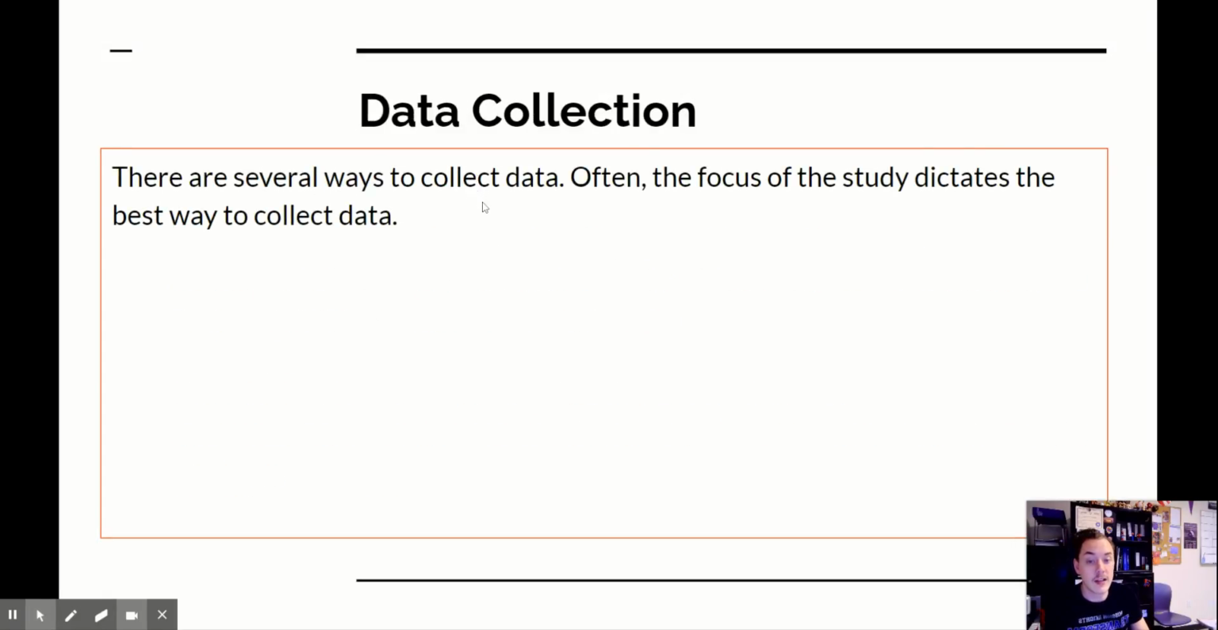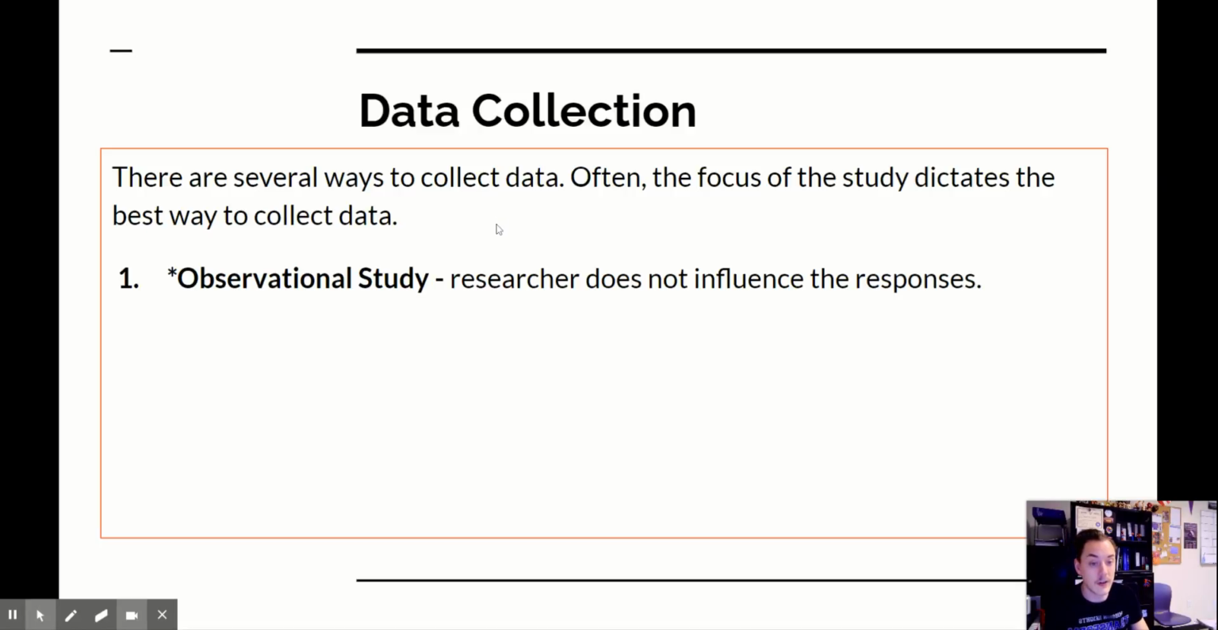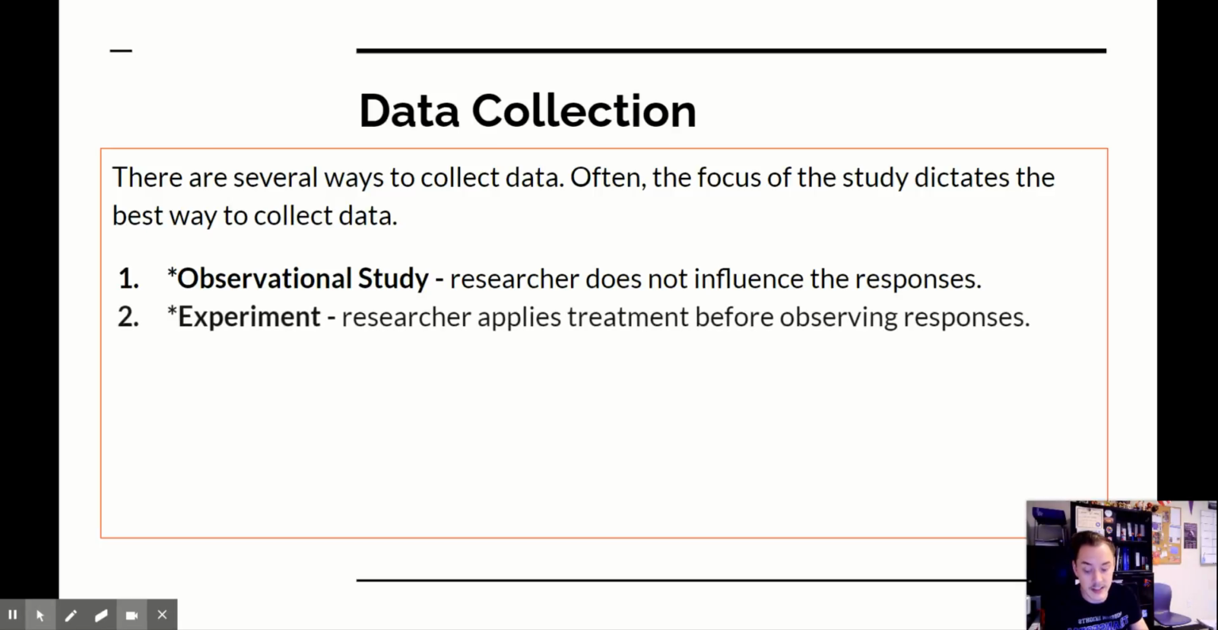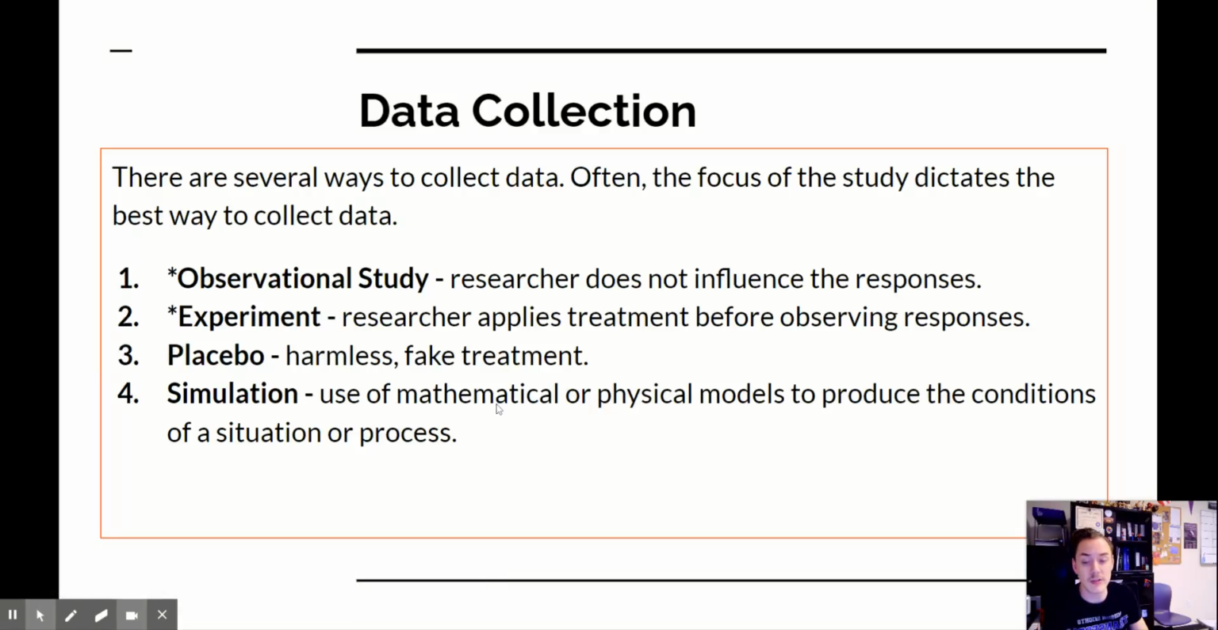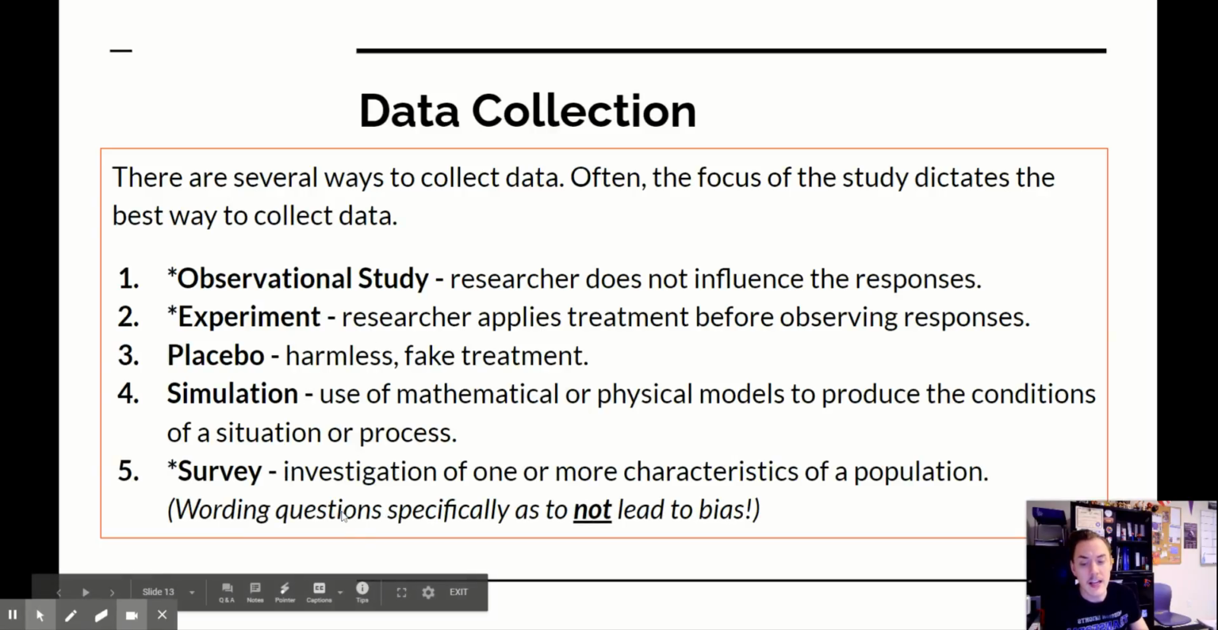Okay, there are several ways to collect data, of course. Often the focus of the study dictates the best way to collect the data. So if you focus on, like, an observational study, then a researcher does not influence the responses. If you did an experiment, the researcher applies treatment before observing responses. If you have a placebo, that just means a harmless or fake treatment, essentially. A simulation is a use of mathematical or physical models to produce the conditions of a situation or process. And then a survey is an investigation of one or more characteristics of a population.